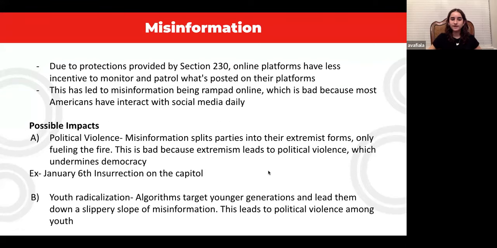The second impact is kind of similar. It's the youth radicalization impact. Algorithms are targeting younger generations because they're the ones who are predominantly online compared to those who are a lot older. And this leads them down a slippery slope of misinformation, and leads to political violence among youth, which is bad because they're the next generation of us, right? If they have more extremist views and they're more polarized, then that's going to be shown in the future. That's the entire idea, but both impacts just tie back into political violence.